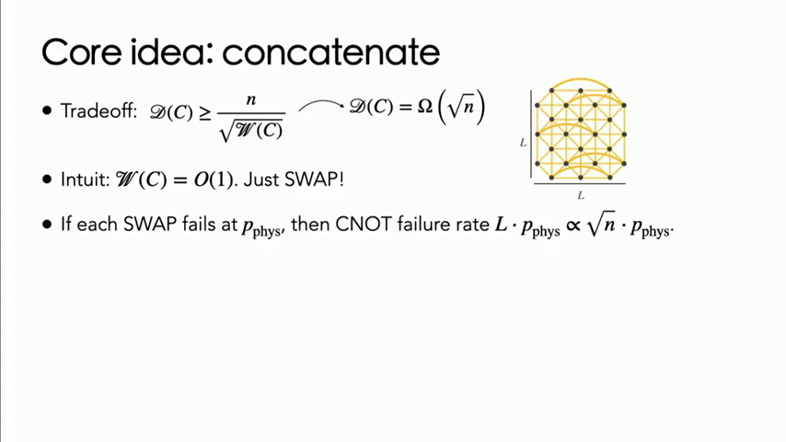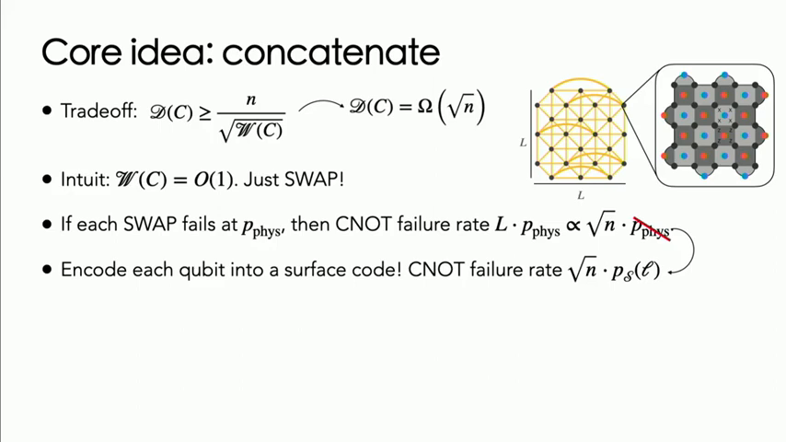But herein also lies the problem. If every swap gate is failing at some probability p physical, then this virtual CNOT gate that I performed by swapping, CNOT, and then unswapping has a very large failure rate. And in fact, this failure rate grows with the size of your code. The total failure rate scales as L times p physical, which is some polynomial function of the total number of qubits you're using. And this is a problem because the threshold theorems that we know and love require that all of your gates fail at some constant probability. In this sort of setting, then, you're no longer guaranteed a threshold.